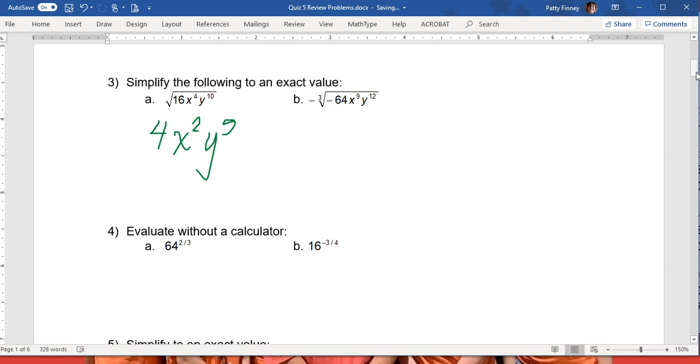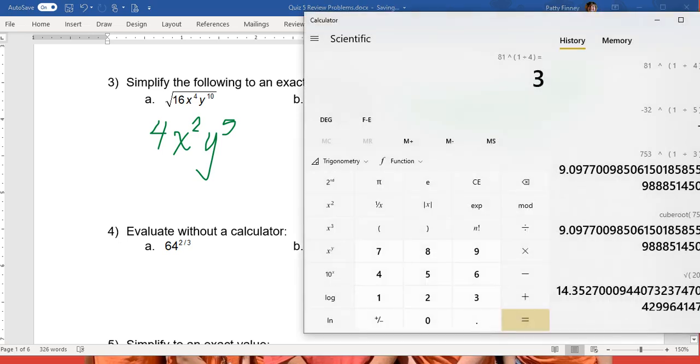Now, on number 3b, we are taking the cubed root. So if I wrote this, I've got negative parentheses, negative 64, x to the 9th, y to the 12th, and that's all to the 1/3 because that's what the cubed root is. Well, the cubed root of negative 64 is negative 4. So I'm just going to come back here and show it to you. So I've got parentheses negative 64, and that's going to the parentheses 1/3.